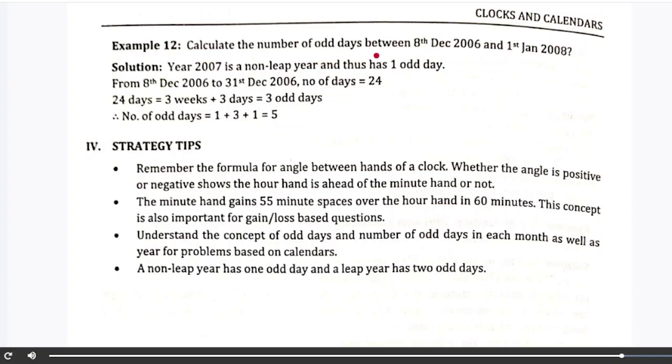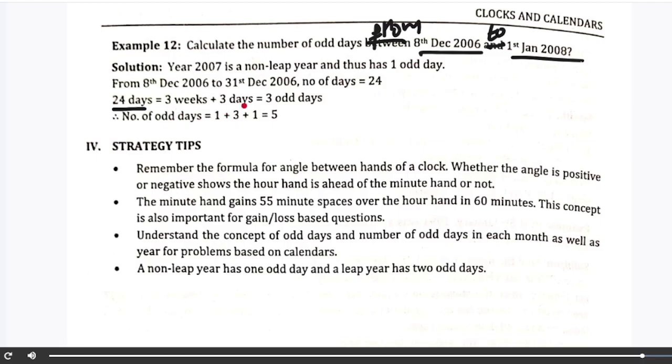The last example: calculate the number of odd days from 8 December 2006 to 1st January 2008. Now, it says days between. It should not be between, it should be from. Then only the answer will match, because between में तो 8 December calculate ही नहीं करेंगे, इन्होंने calculate किया हुआ. So, you have 23 days. If I talk about from 8 December, so you have 24 days. Between we have 23 days. So they have taken 24 days because their question is from.